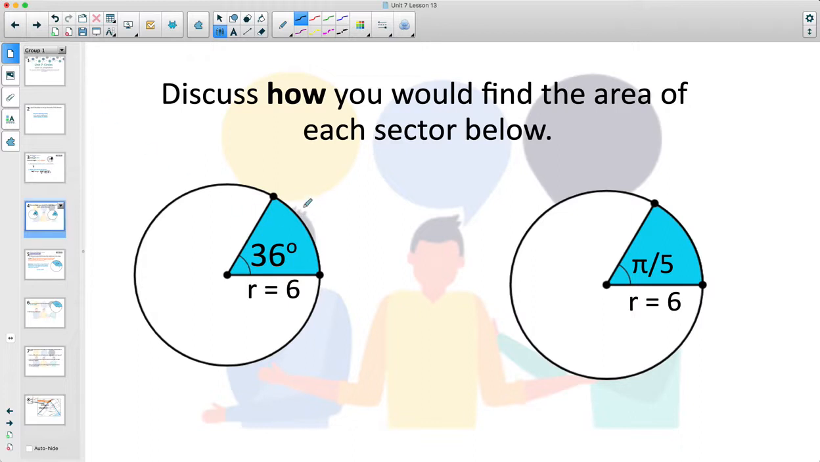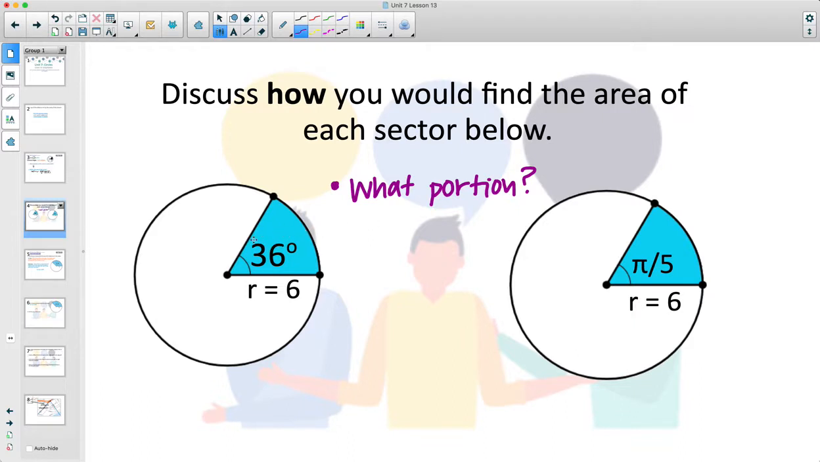So in each case, we've just got a part of the circle, right? And so we would want to figure out the portion. So what fraction do we have? Okay, or what portion do we have? Which is going to change depending on these circles, right?